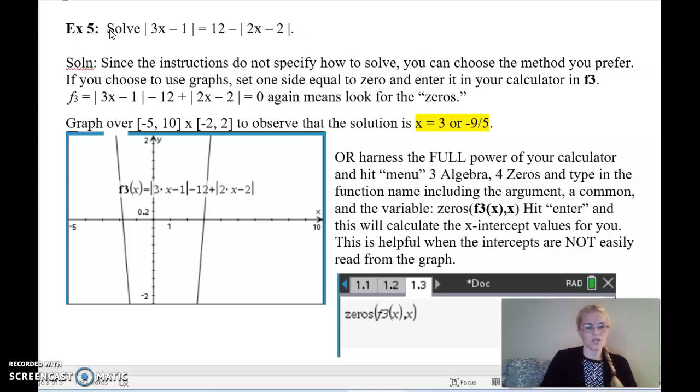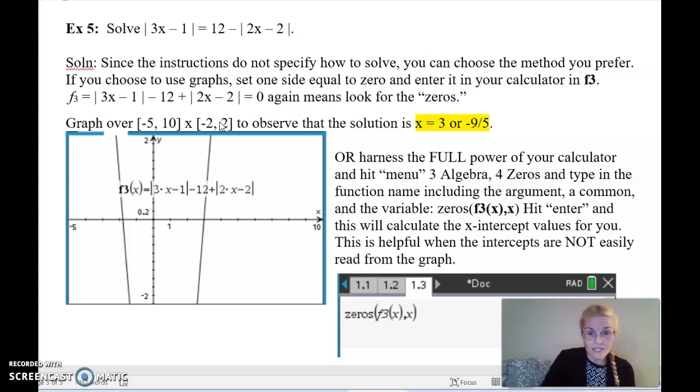If I asked you to solve the absolute value of 3x minus 1 is equal to 12 minus the absolute value of 2x minus 2. Here I didn't specifically tell you how to solve, so I'm going to say let's go graphical as opposed to algebraic. And so again, subtract 12, add the absolute value of 2x minus 2, set that equal to 0, call that a function, right? In my calculator, I called it f3. And again, we're looking for the zeros.